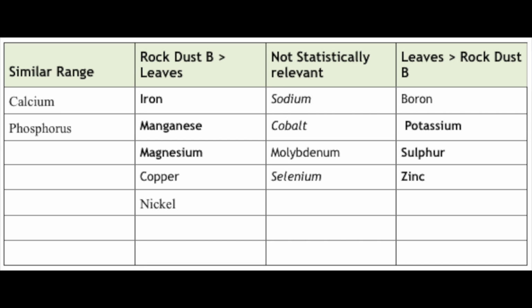When comparing rock dust B to leaves, the following were the statistically irrelevant numbers: sodium, cobalt, molybdenum, and selenium. Rock dust B and leaves had similar concentrations of calcium and phosphorus, while rock dust B had more iron, magnesium, manganese, copper, and nickel, and leaves had more boron, potassium, sulfur, and zinc.